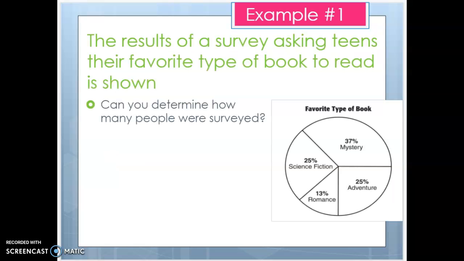Okay, so let's look at the first example. On the right-hand side, you have a pie chart that has favorite types of books. When we're looking at a pie chart, it is only in percents, and we are not going to be able to figure out how many people they surveyed in order to get that data. So can you determine how many people were surveyed? Put no.